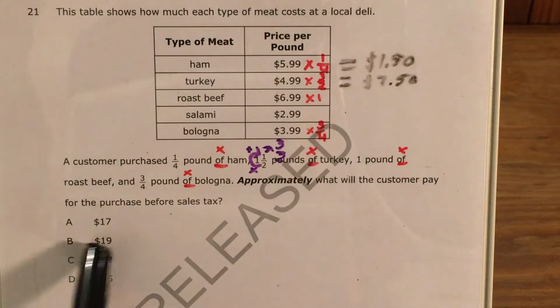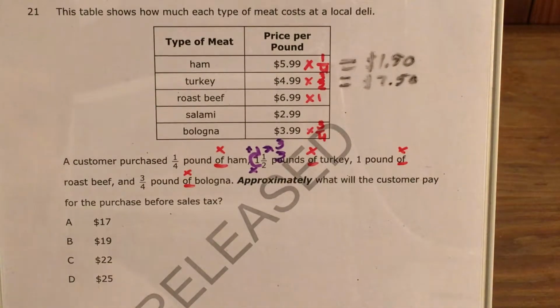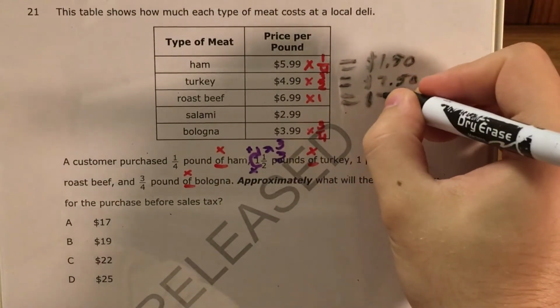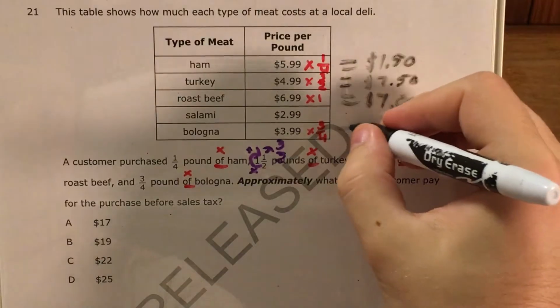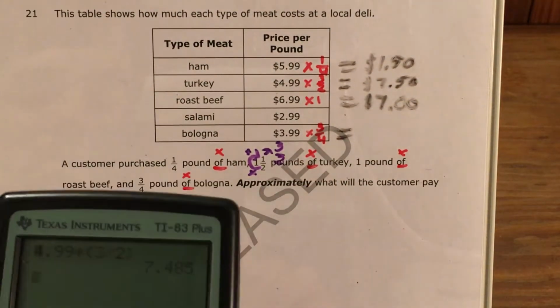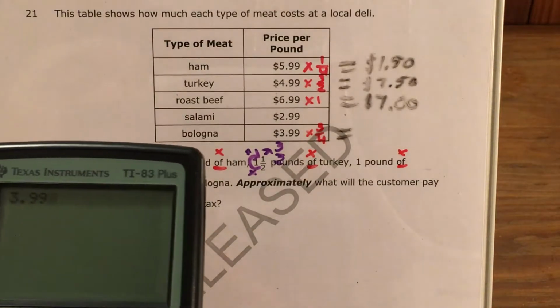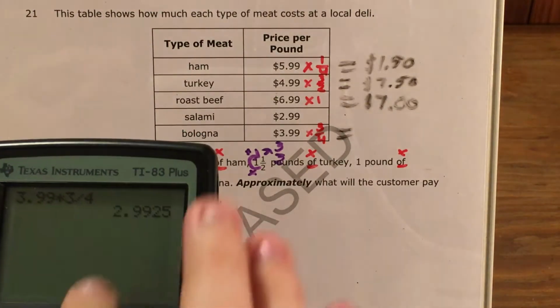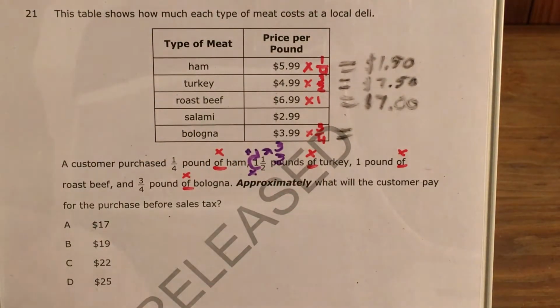And since it asks us to find how much we're spending to the nearest dollar, or approximately how much it's going to be, I'm fine with this rounding. I think it makes it a bit easier. Now, $6.99 for 1 pound. That's just $7. And I only have to now figure out the bologna. $3.99 times 3/4. Now that's going to be just about $3.